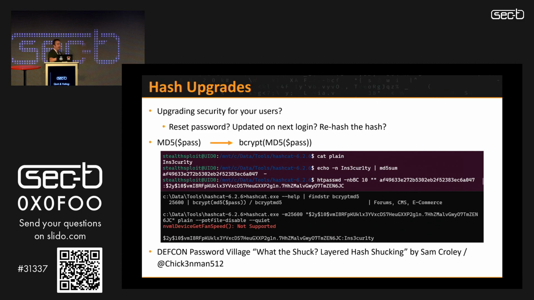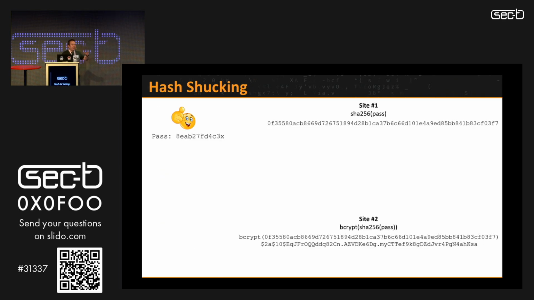OK, so something you do actually see is, let's say you've got a database that stores the MD5 of your users' passwords. You want to beef up security. I get it, this is a positive move. So what you might do is bcrypt your MD5. Now, this does actually present a problem. I've given an example of what that might look like here: with MD5, the string insecurity, and then we've bcrypted the resulting value. Hashcat supports this, mode 25600. Now, the interesting thing is, in this example, we can actually attack the inner hash, not the resulting bcrypt hash. And this is really, really interesting.